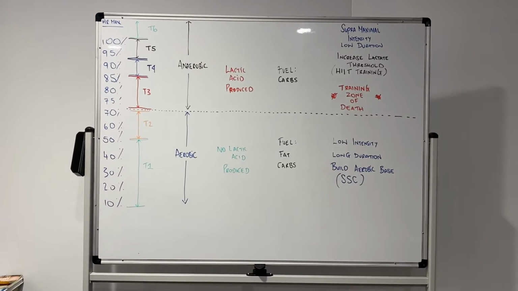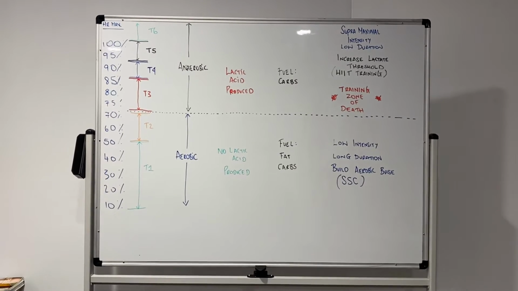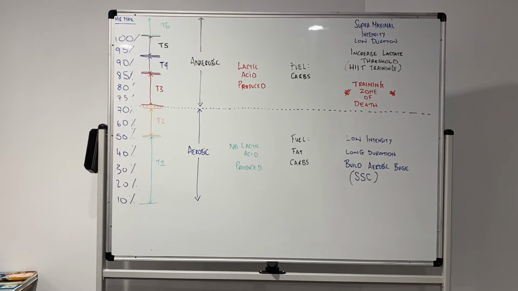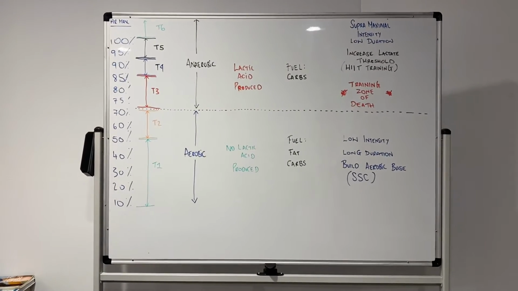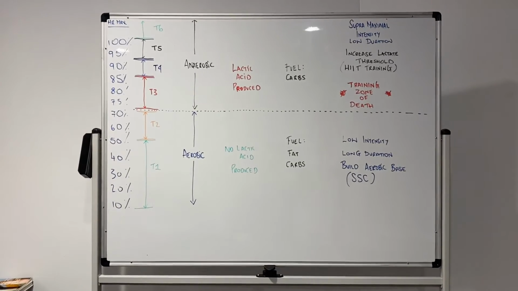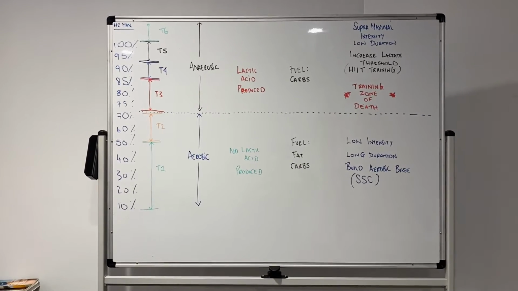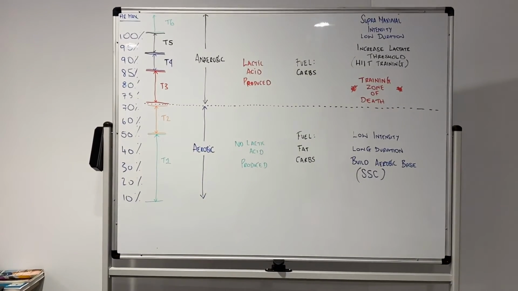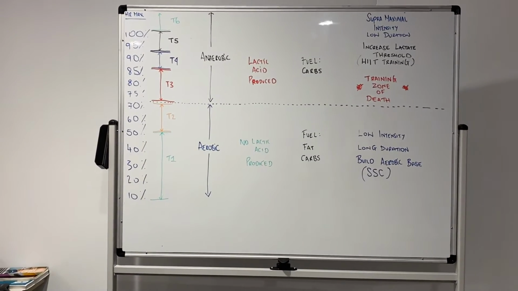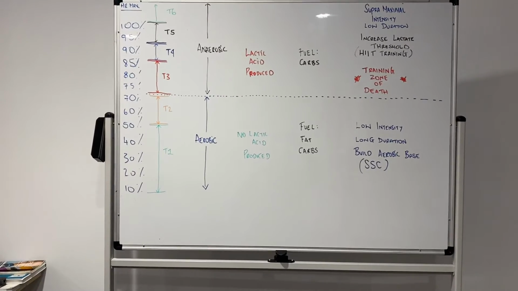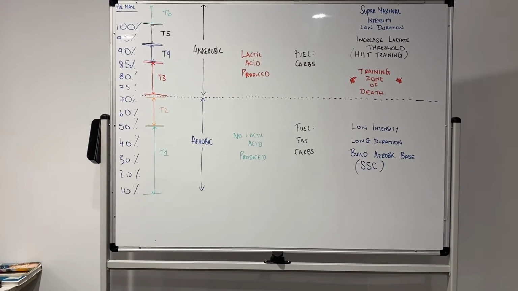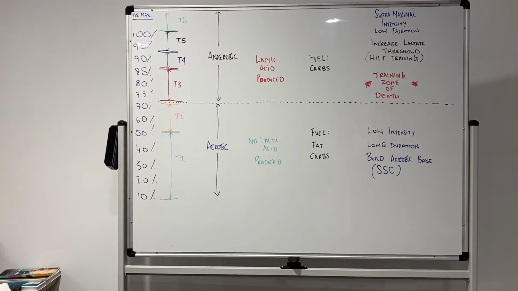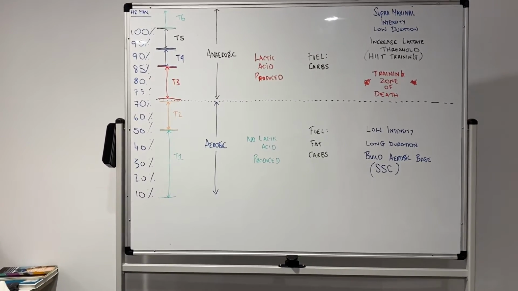As we increase the intensity, the training type needs to change. If we go back down to the lower intensity aerobic type training, in training zone 1 and training zone 2, you'll see on the far right hand side that it says low intensity, long duration. Right down the bottom in training zone 1, it can be really long duration and really low intensity. That is known as steady state cardio.